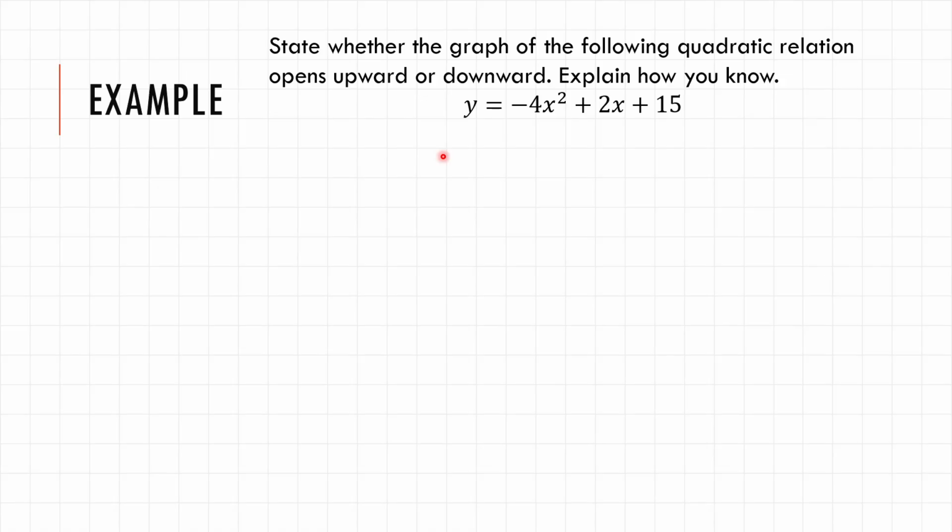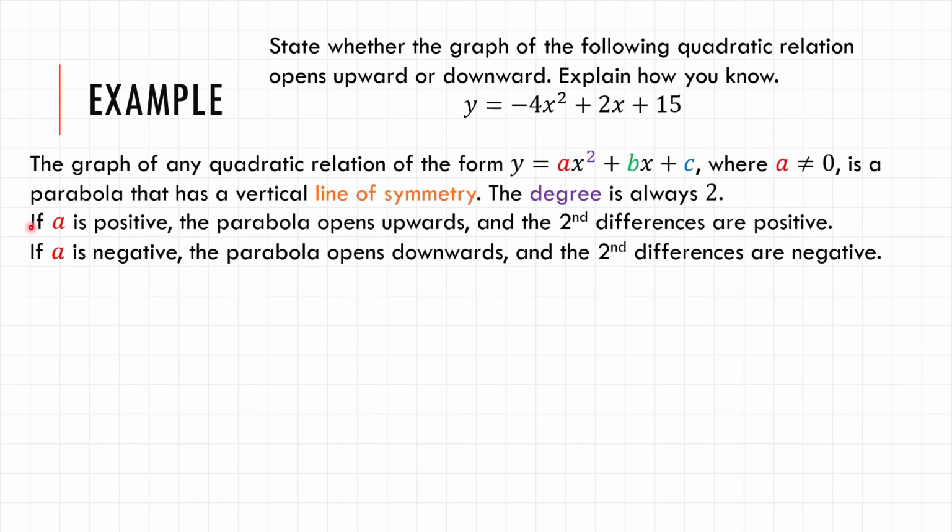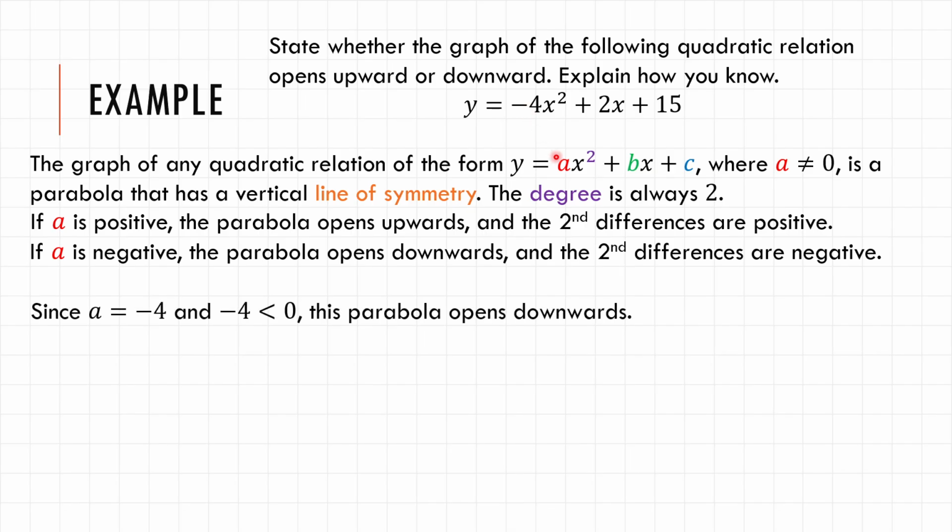State whether the graph of the following quadratic relation opens upwards or downwards and explain how you know. Well, in this case, I know that if A is positive, the parabola opens upwards. If A is negative, the parabola opens downwards. And one thing to note here is if you find the second differences, these will match the sign of A. And now looking at my equation, because the value of A is -4, this parabola will open downwards, since -4 is less than 0. This parabola will therefore open downwards.